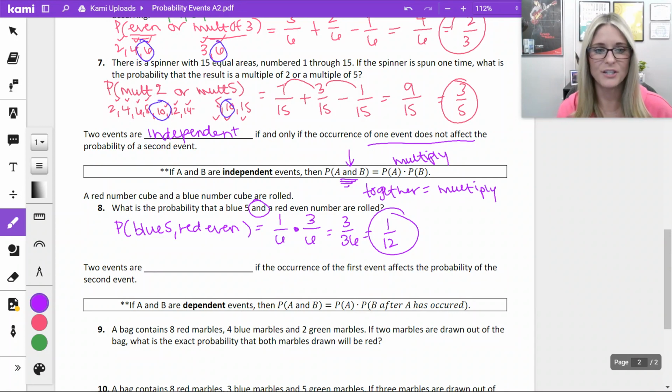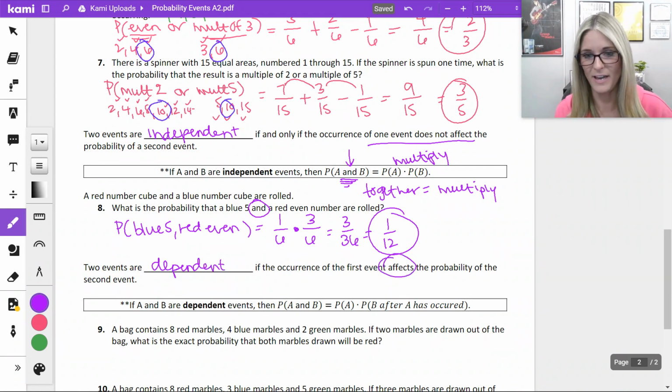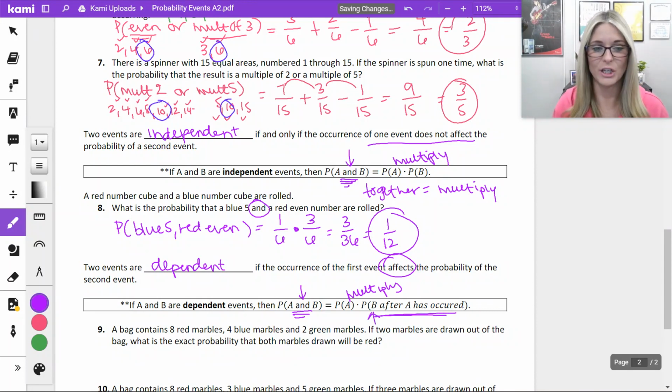Okay, next thing, 2 events are dependent if the occurrence of the first one does affect the probability of the second. The rule is we're still wanting the probability of this and that to happen, so still going to multiply, but we're going to make sure that when we look at the event B, it's after A has occurred. Let me give you an example here.